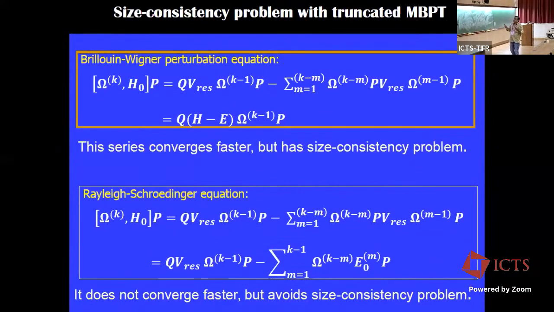But then there are also different ways to solve the wave functions in the perturbation theory. One approach is called Brillouin-Wigner perturbation theory, where the expressions will contain the exact energy of the system. Okay, the advantage of this theory is that it will converge very fast. Like when you calculate first order, second order, third order, then up to third order you will get almost all the results. But the problem is it has size consistency issues.